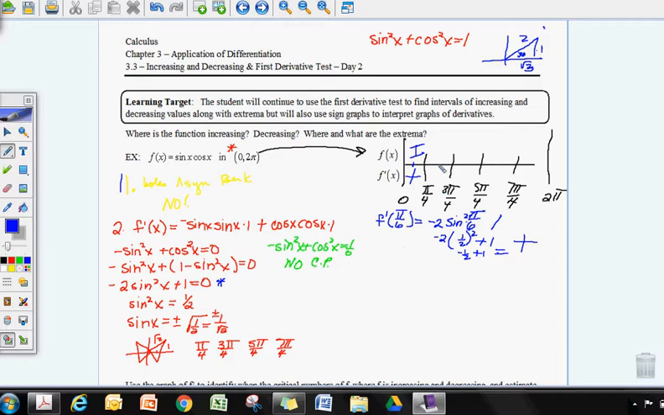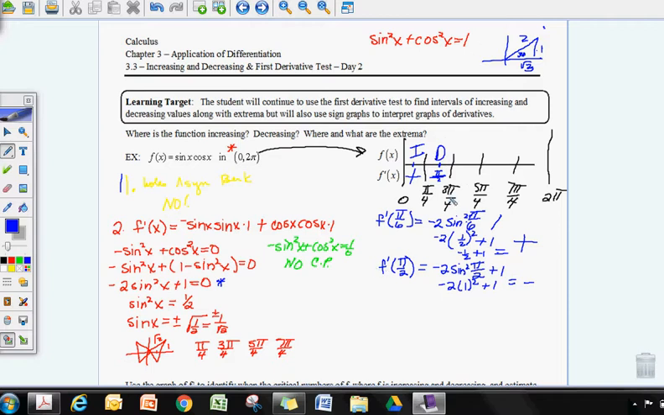And now I've got to pick a number between pi over 4 and 3 pi over 4. I would pick pi over 2. So I would find f prime of pi over 2. And I'm going to follow that same process of negative 2 sine squared of pi over 2. Well, here's the nice thing. Sine at pi over 2 is 1. So it's going to be negative 2 times 1 squared. And then don't forget the plus 1 that we had tacked on at the end. That answer is going to be negative. So this region is negative, or it's decreasing.